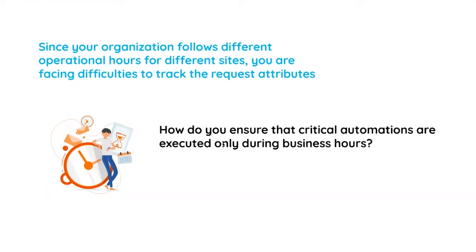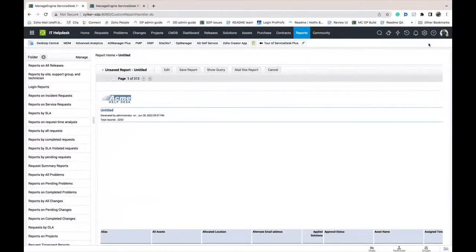Now, this is especially useful if your organization follows multiple operational hours for different sites. For example, Zylker could have a campus in New York and another campus in Hong Kong, and both the campuses would be on different time zones, right? So you can set up different operational hours for both the sites, and accordingly, the requests and other automations will be calculated based on the operational hours. So I'll take you to the application and show you how it's configured.